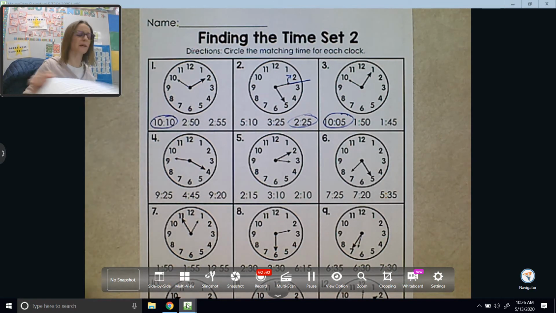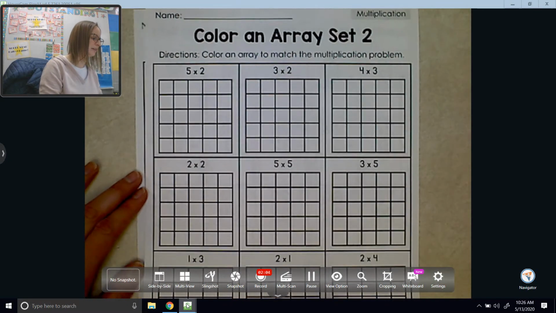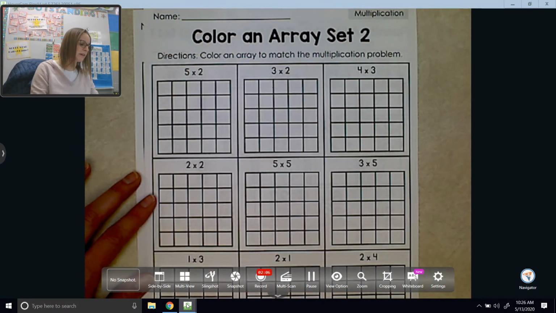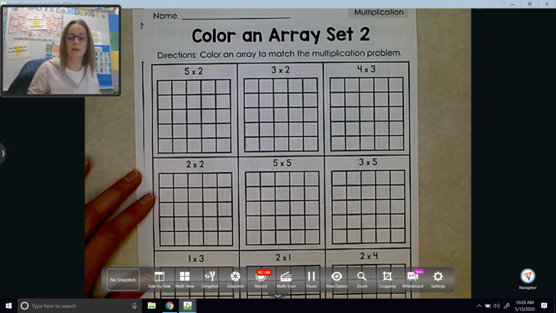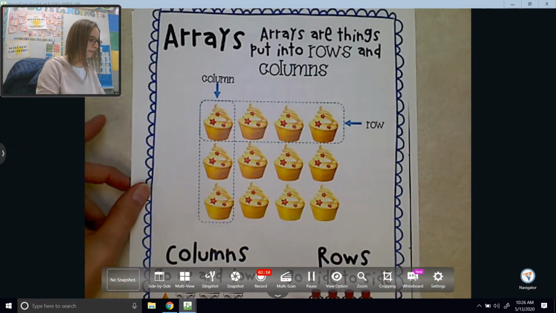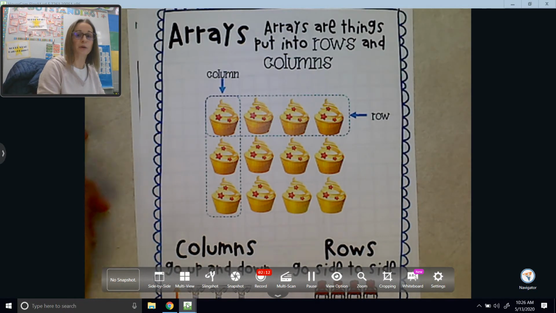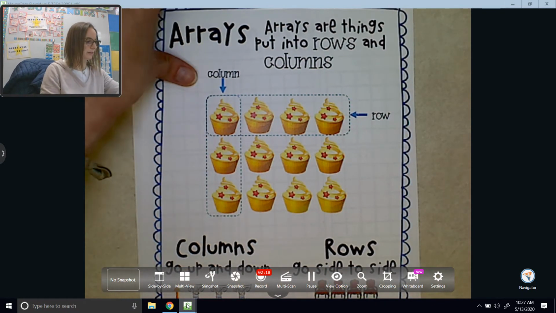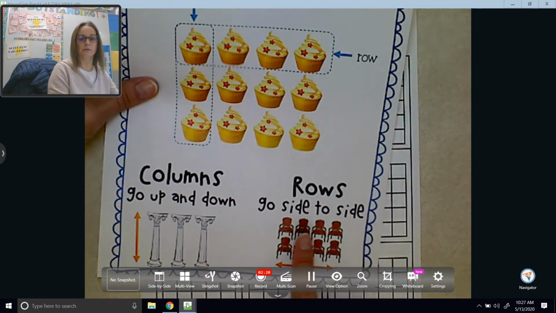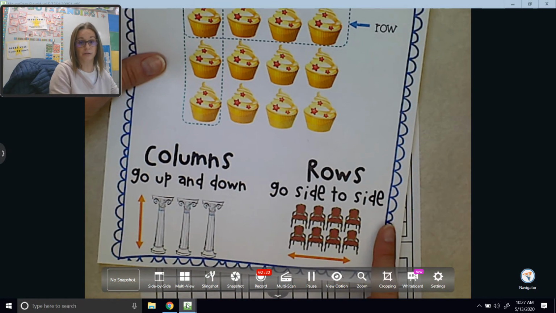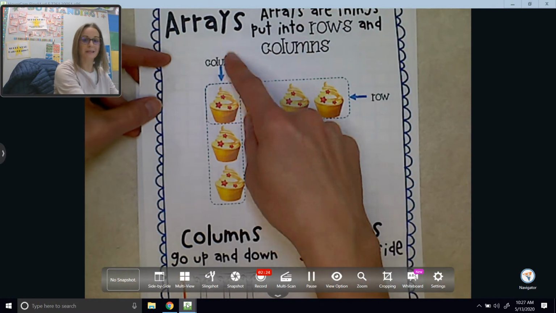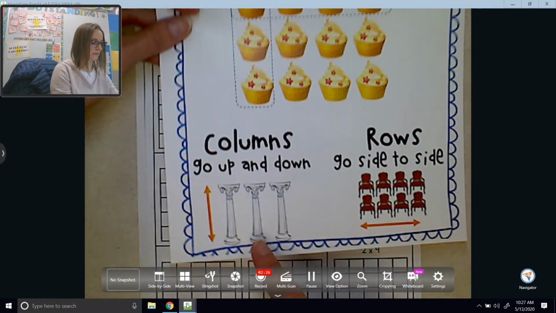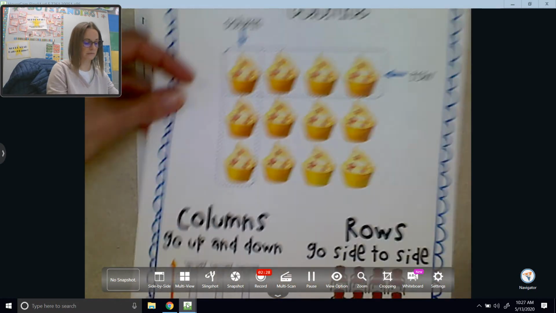The next one I want to look at is color an array, set 2. So remember, arrays are things put into rows and columns. Rows go side to side, like rows of chairs. And columns go up and down.